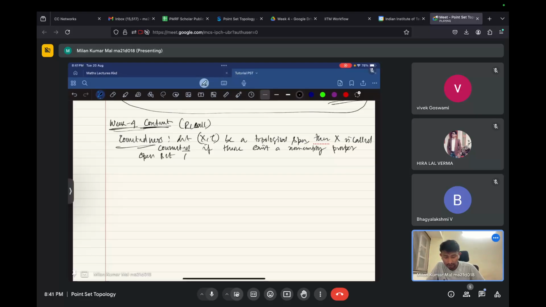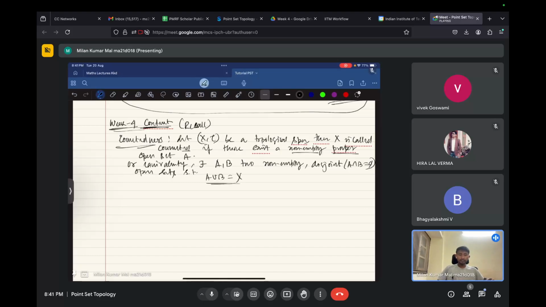open set A, or equivalently, non-empty and proper, two very important facts. Or equivalently, there exist A and B, two non-empty, disjoint open sets. Proper is not needed because if one is non-empty, the other will automatically be non-empty. Disjoint means A intersection B is empty, such that A union B is equal to X. These two are the same.